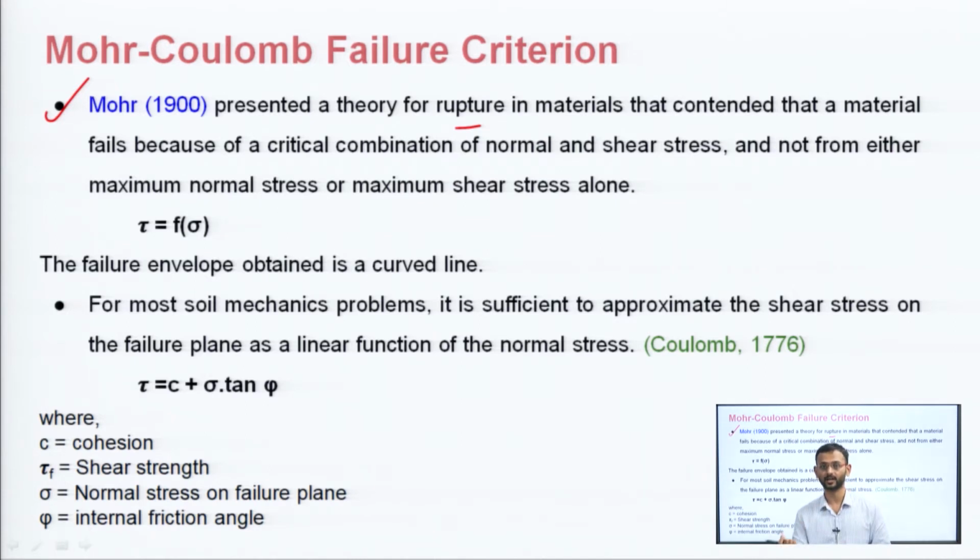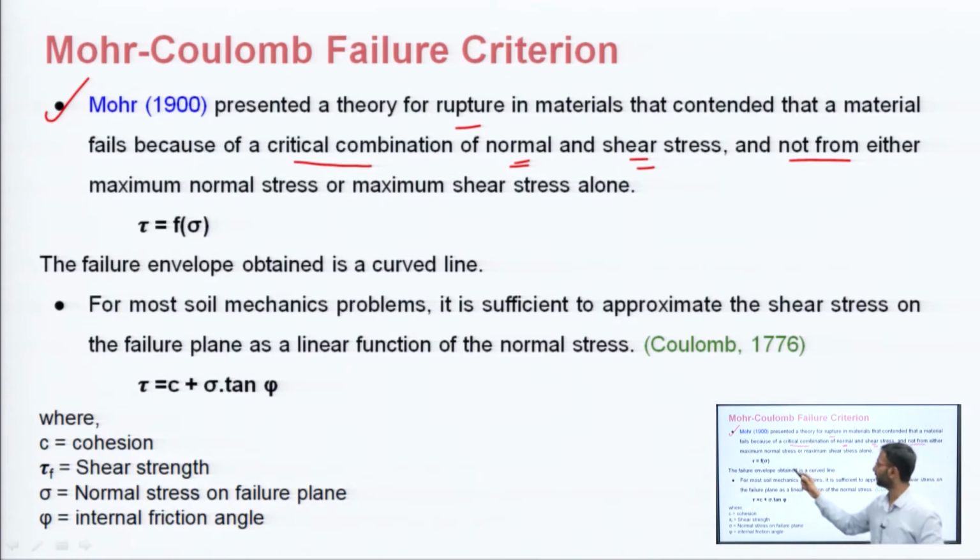पे फेलियर अकर कर रहा होगा। ऐसा नहीं है कि 10 का नॉर्मल स्ट्रेस लग जाए हम उस पर कह देंगे कि फेलियर हो रहा है, क्योंकि 10 का जब अगर नॉर्मल स्ट्रेस लग रहा होगा तो उसके करस्पॉन्डिंग कुछ ना कुछ शेयर स्ट्रेस भी डेवलप हो रहा होगा और उसी चीज़ को हमें कंसिडर करना है। तो मोहर साहब ने यही बोला कि the failure will be occurring due to a critical combination of normal and shear stress. ऐसा नहीं है कि from either the maximum normal stress or maximum shear stress alone.